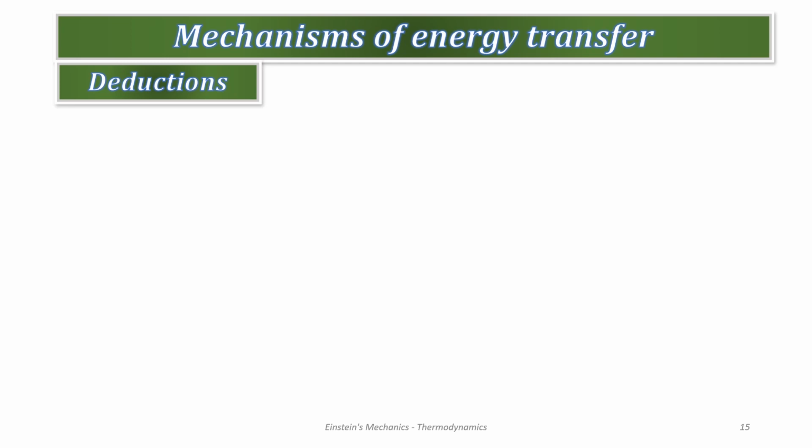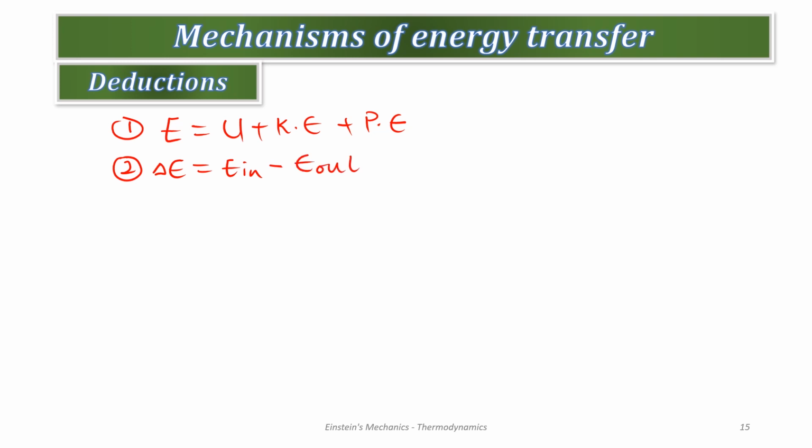So the necessary deduction. Throughout this chapter, how many equations are we having? First, we know that energy within a system is the summation of the internal energy plus the kinetic energy plus the potential energy. Are we good? We also know that our second equation is change in energy is equal to energy in minus energy out.